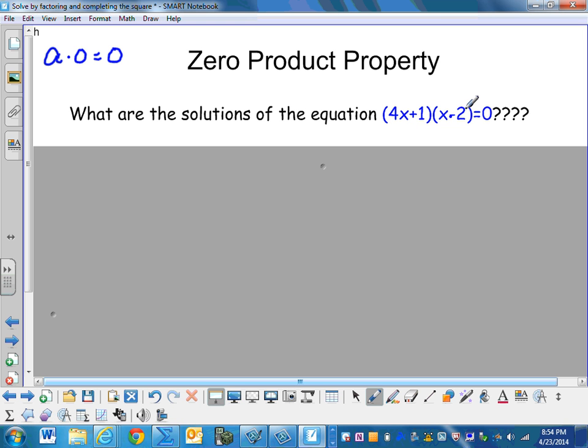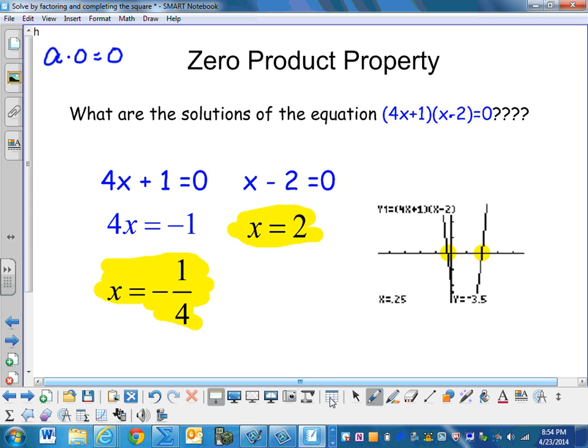Here we have two factors multiplied together. If I could find out what value in each factor would make the factor zero, then when I multiplied it by the other factor, the equation would be equal to zero. So take a look at what that means. The first factor, 4x plus 1. If we set 4x plus 1 equal to zero, and we solve for x, we find out that x is equal to negative 1/4. If I plug negative 1/4 into the first factor, I'll get a zero.